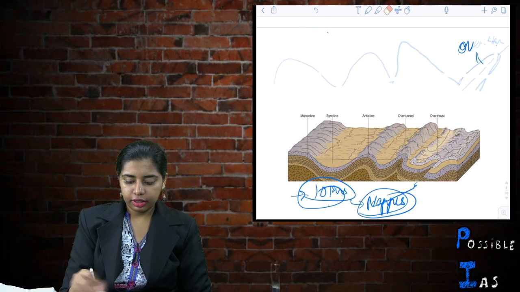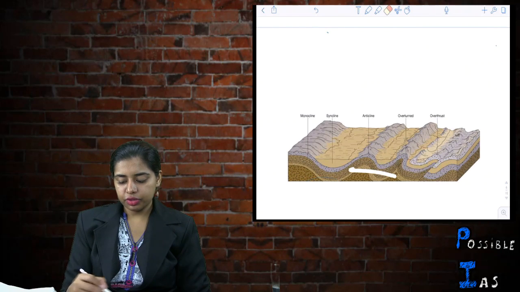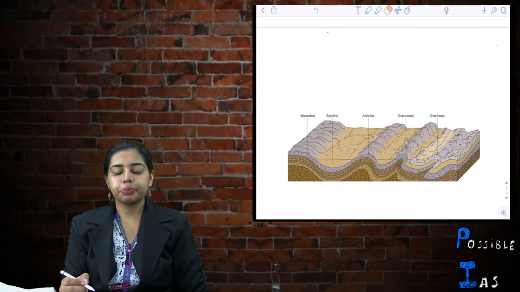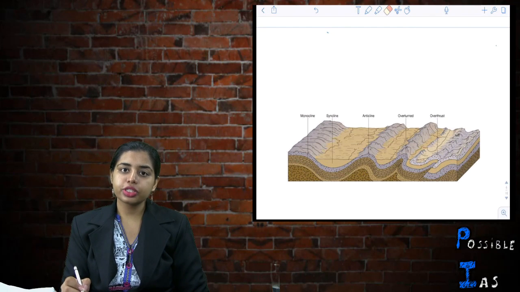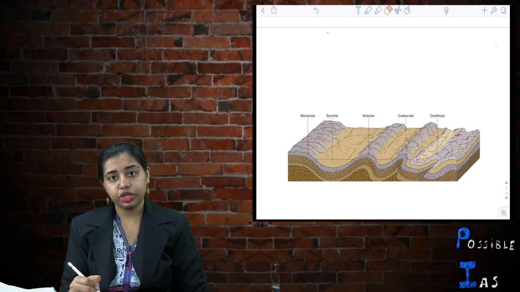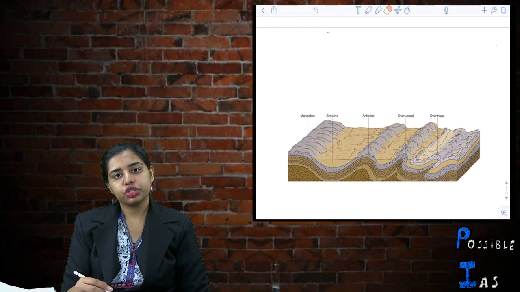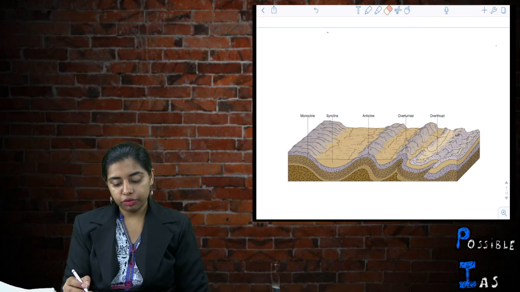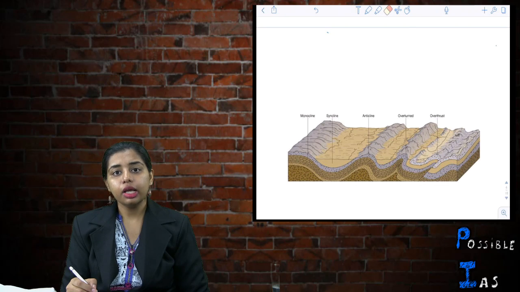So what were the three different types that we have studied in folds? First is an anticline, in which two limbs dip in different directions. Syncline, two limbs dip in the same direction. Isoclinal fold, in which the limbs are almost parallel. Overturned fold, in which one limb is vertical.